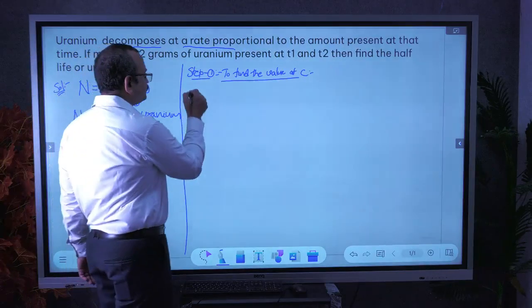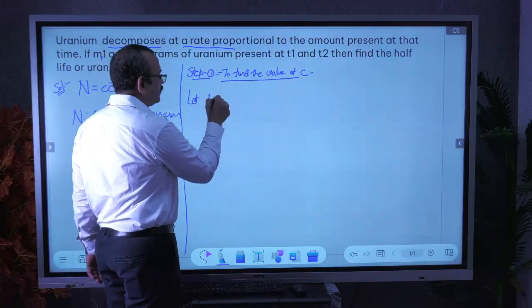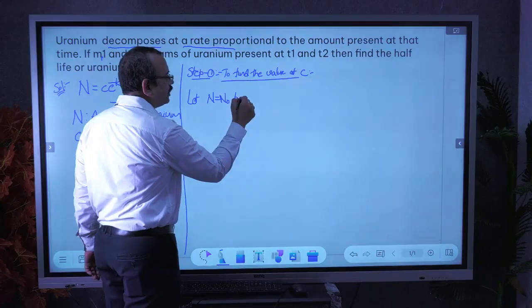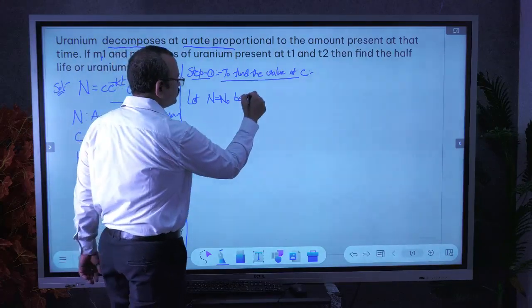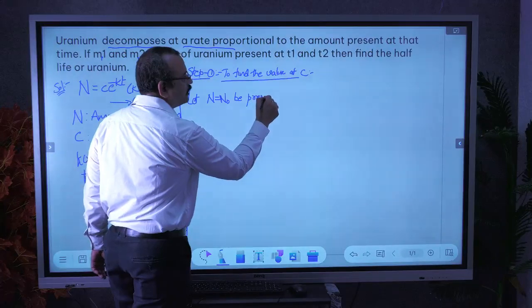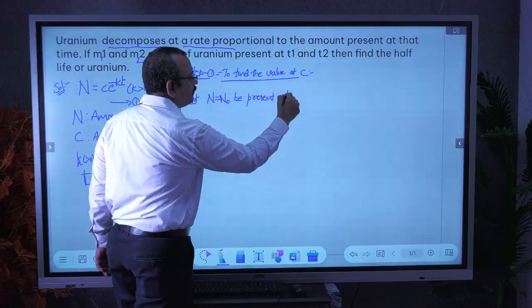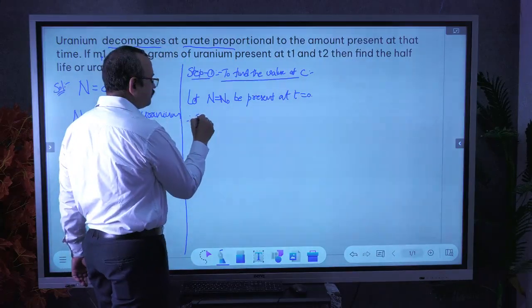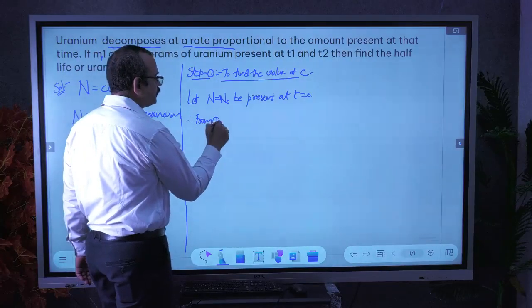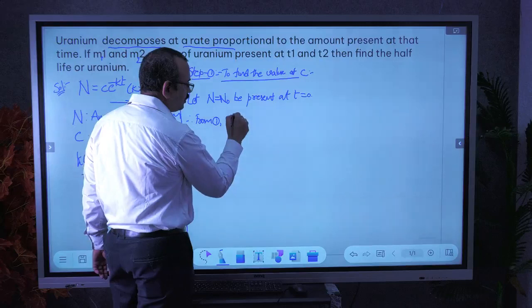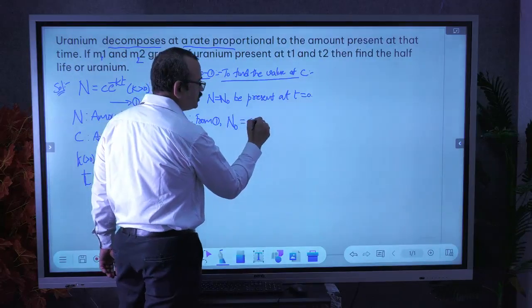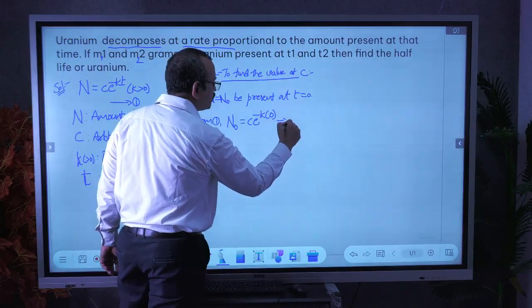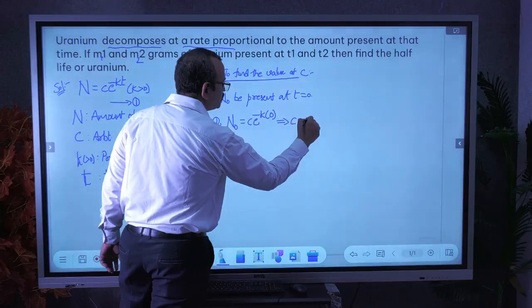That's why let us assume N naught amount of material be present initially. Initially means at time T is equal to 0. So by using equation 1, if you substitute all these values, N naught is equal to C into e power minus K into T, where T value is 0. If we simplify this, as e power 0 is 1, we get C is equal to N naught.